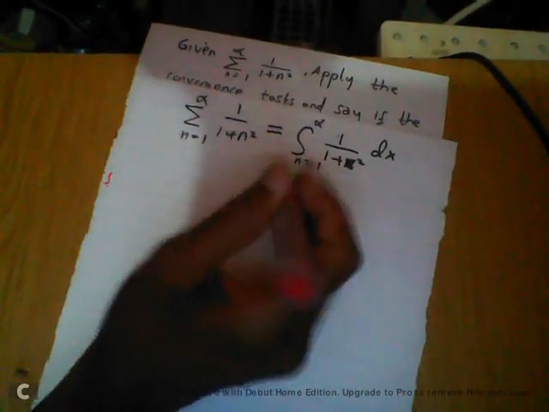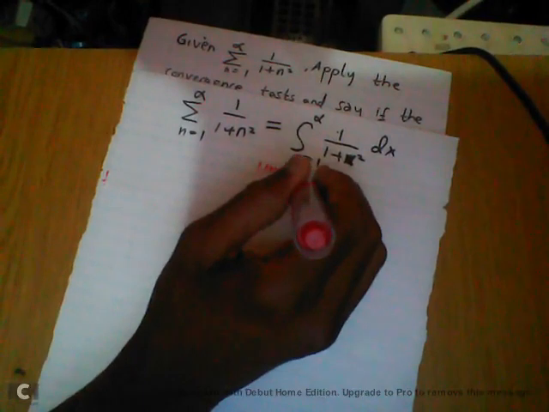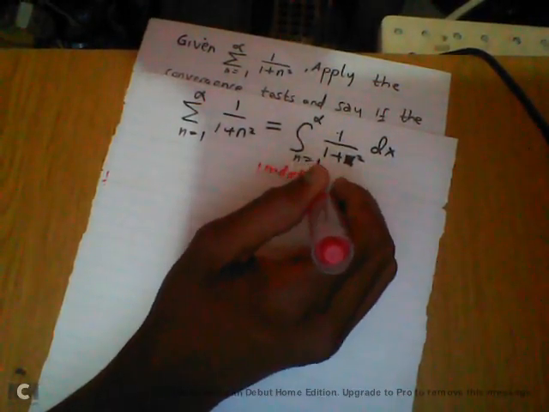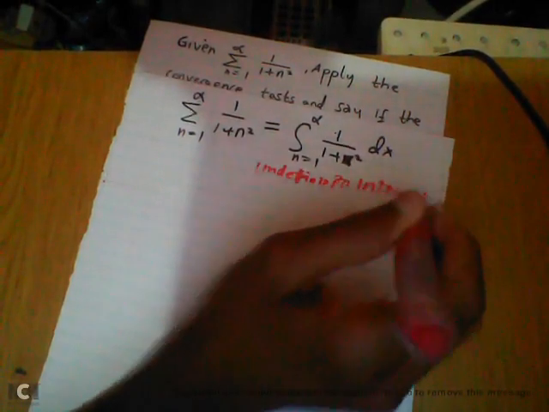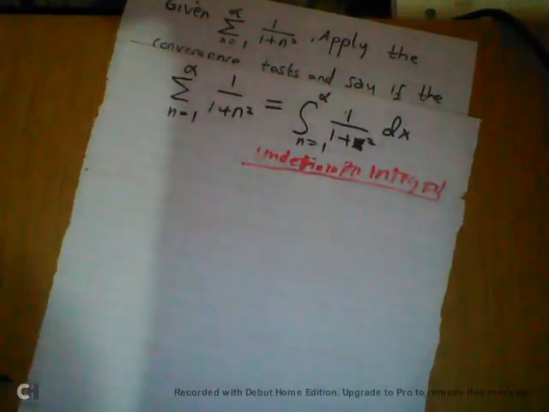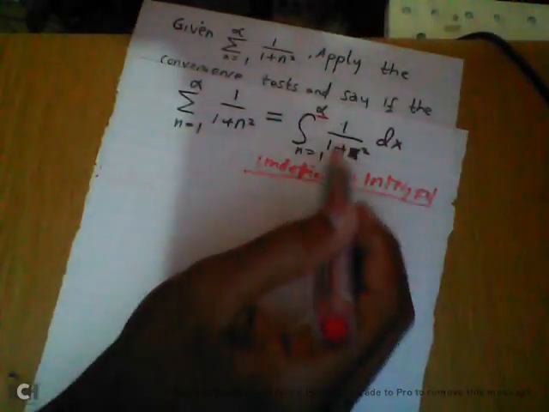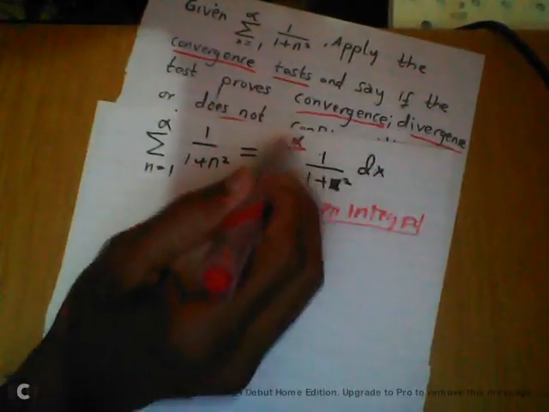Okay, so now we're going to have to integrate this. Before you integrate, remember this is an indefinite integral, so we have to make it a definite integral with a limit. We have to change this undefined upper bound to a certain number, so how are we going to do that?